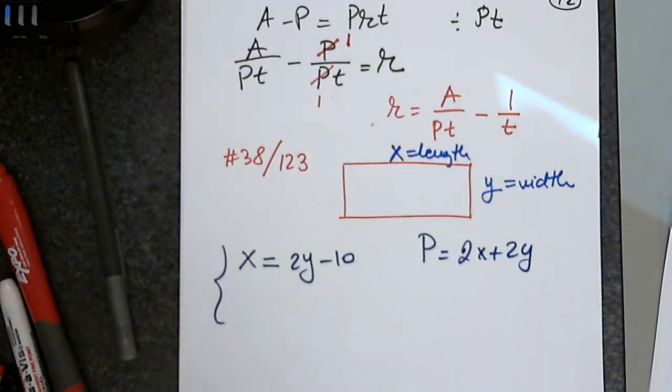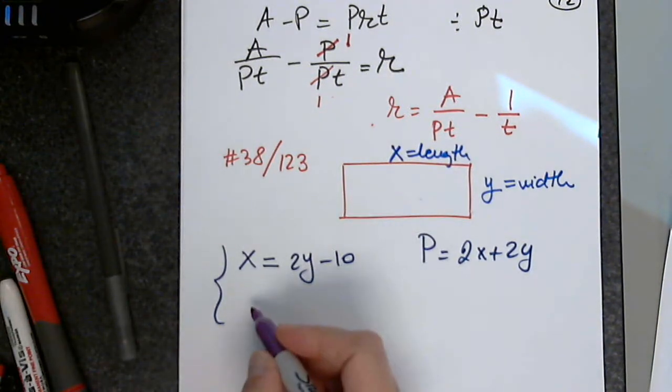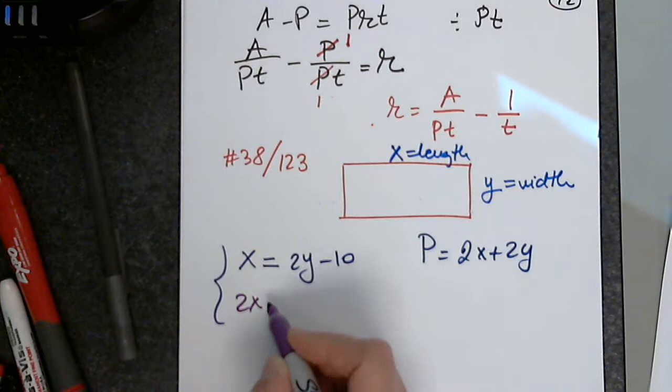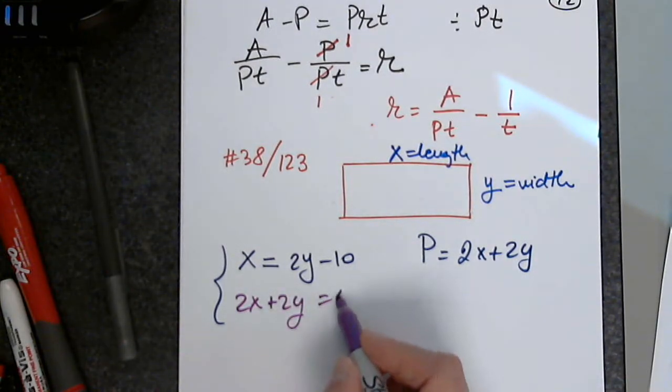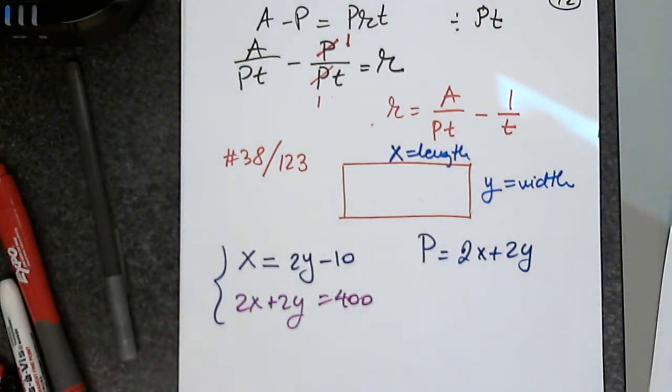What do I write? Yes, 2x plus 2y. That's it. No question, right?